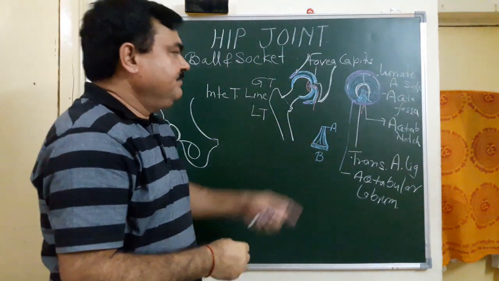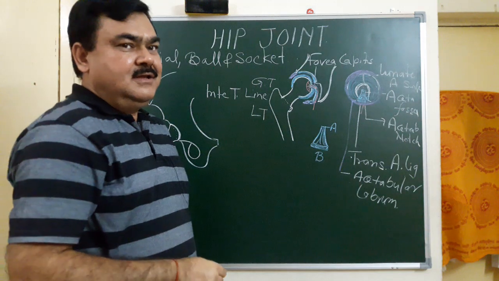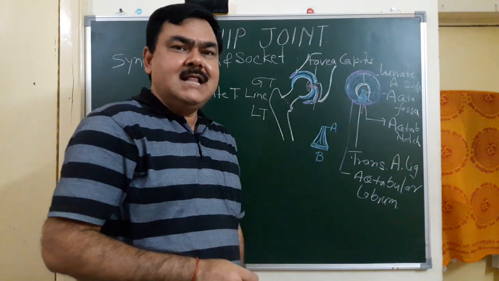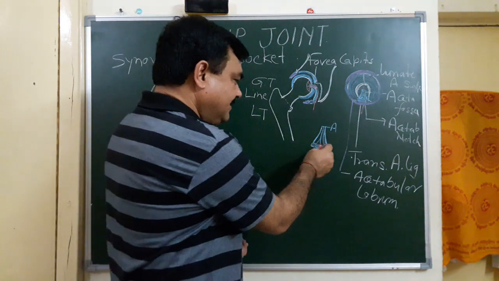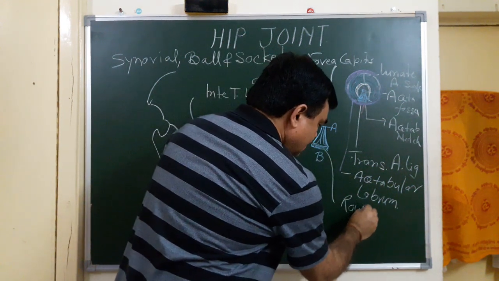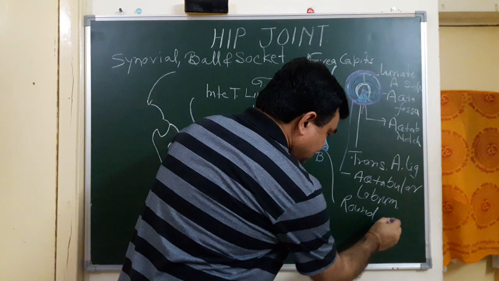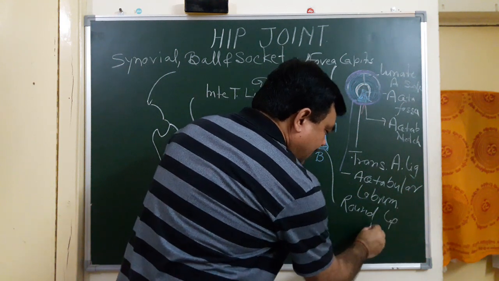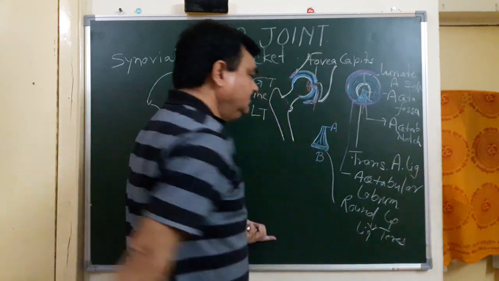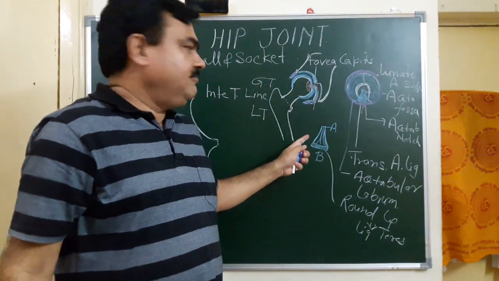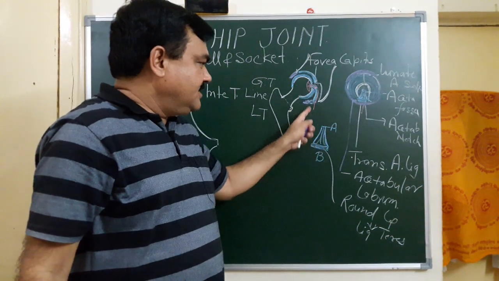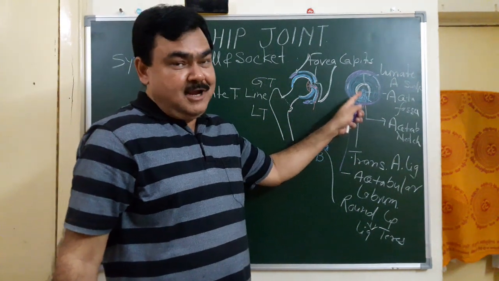So this triangular shaped ligament is known as the ligament of the head of the femur, also known as the round ligament or ligamentum teres. It has an apex which is attached with the fovea capitis and a base which is attached with the transverse acetabular ligament.